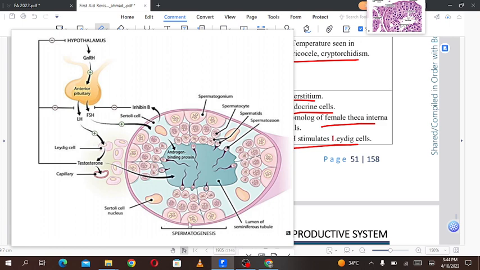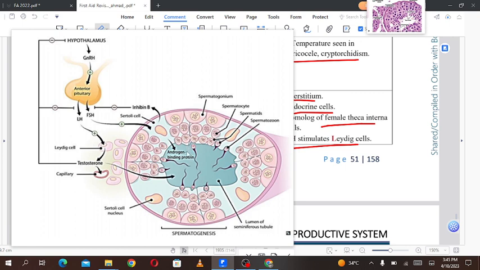It starts with the spermatogonia, which will differentiate into primary spermatocytes. They will undergo meiosis 1 to form secondary spermatocytes. Secondary spermatocytes will undergo meiosis 2 to form spermatids, and spermatids will then differentiate into mature sperms. So this is moving in this direction, from above downwards, into the seminiferous tubule.